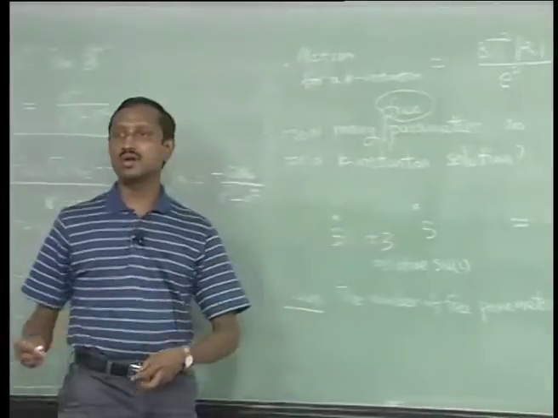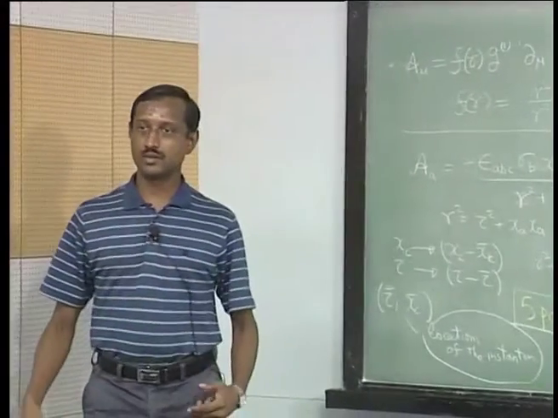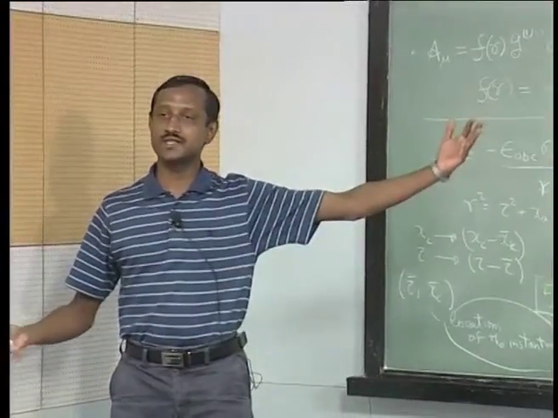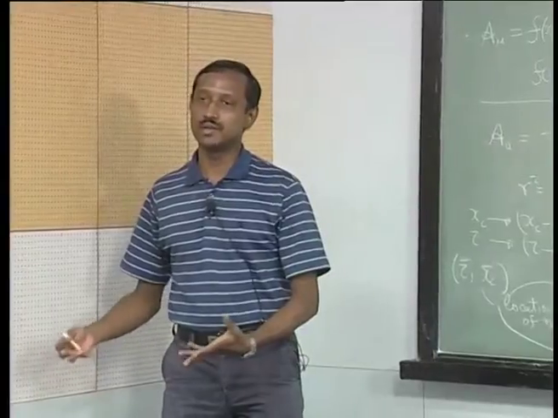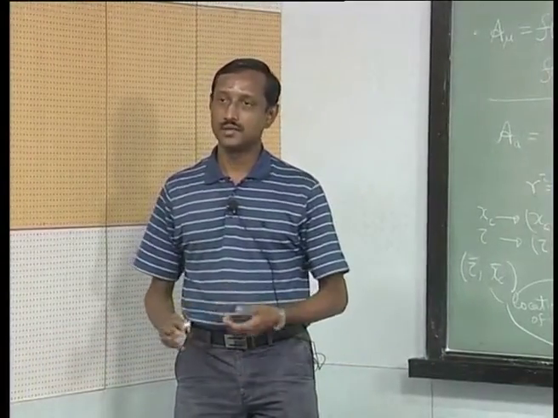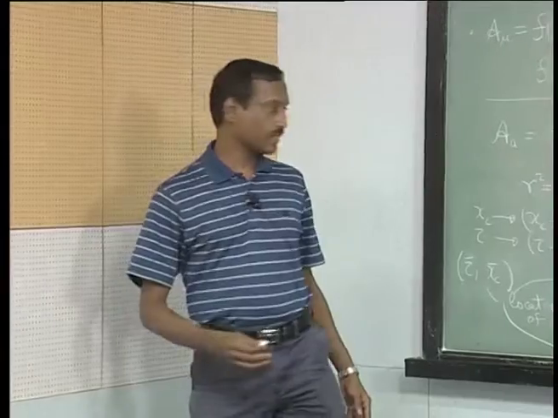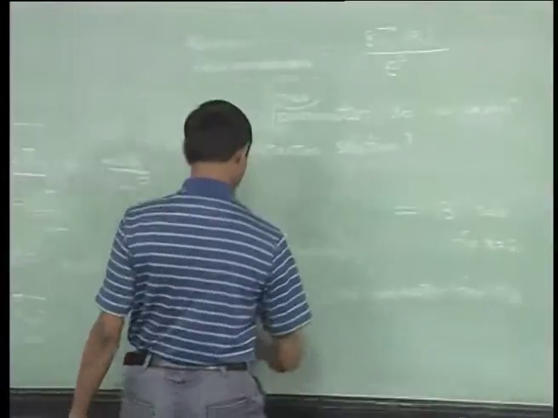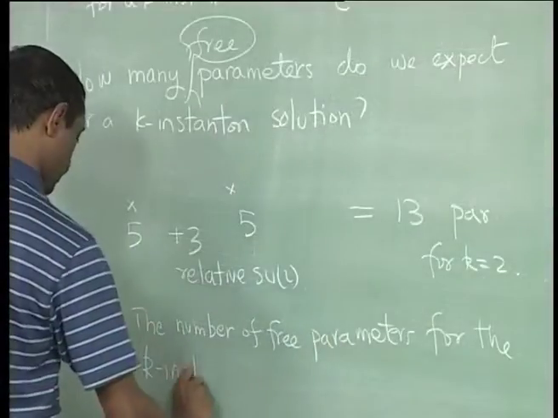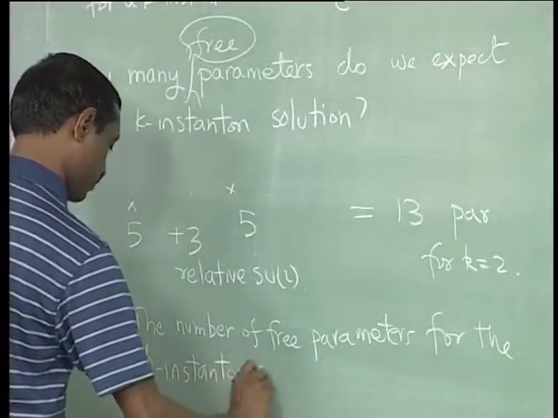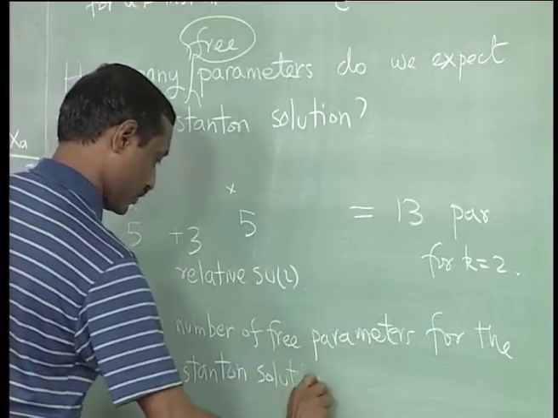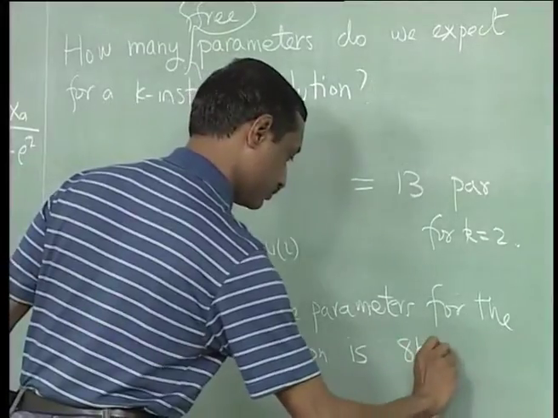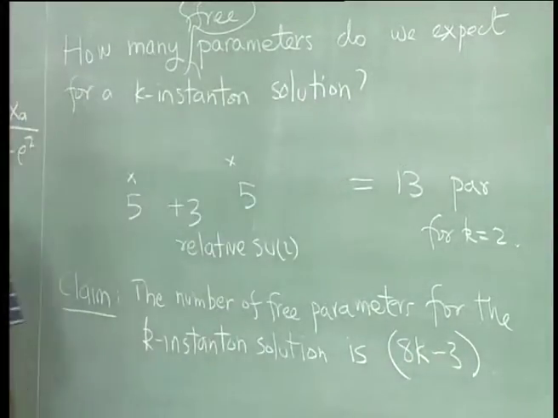Okay, by the way, these are sometimes called moduli. The reason they are called moduli is because you can change these things without changing, in this case, the action. In the case of solitons you can think of them as not changing the energy. Okay. So, the number of free parameters for the k instanton solution is 8k minus 3.